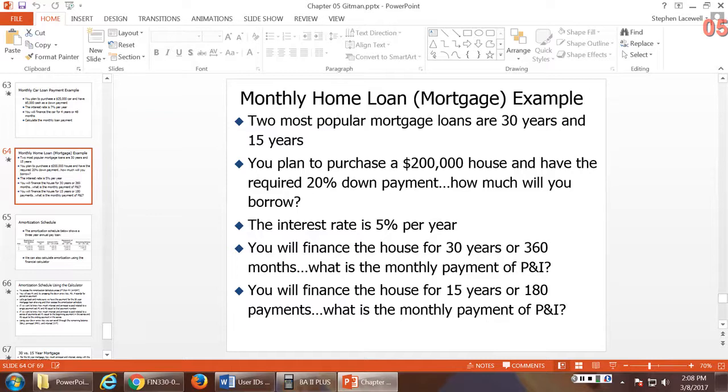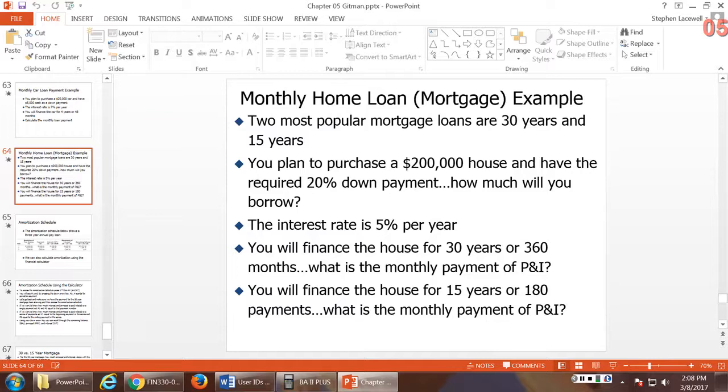Now, there are other types. You can get a 5-year mortgage loan, a 10-year mortgage loan, a 25-year, 30-year. Even in some parts of the country, you can get a 40-year mortgage loan. And that's typically in places like California, where real estate prices are so expensive that most people can't afford a 30-year payment, so they have to finance some houses for 40 years.